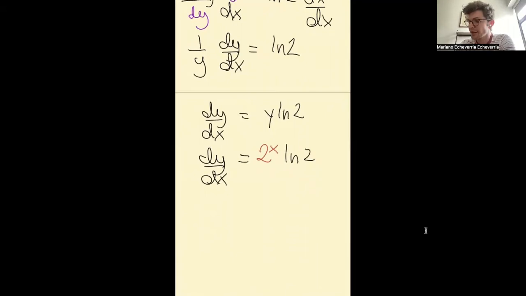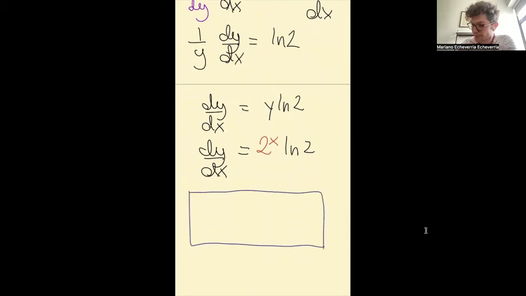Okay, so to summarize, the derivative with respect to x of 2 to the x is 2 to the x times ln of 2. Is that making sense? Because y was 2 to the x.